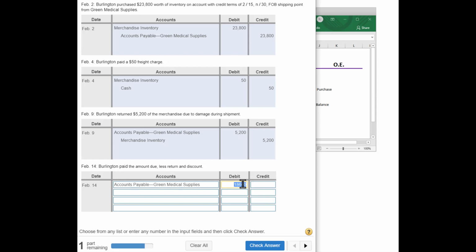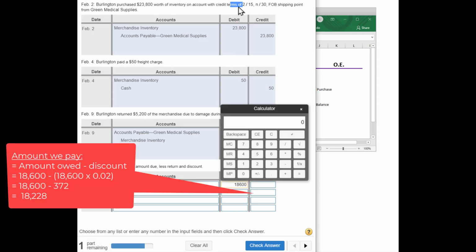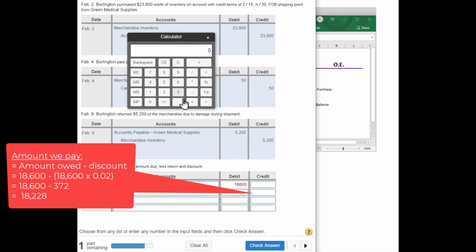So if we owe $18,600, but we're going to get a 2% discount according to this up here, well, let's figure out how much we owe. So the calculation is $18,600 times 0.02, that's 2%. So we're going to save $372. So I need to subtract 372 from 18,600. So 18,600 minus the discount of 372 equals 18,228.